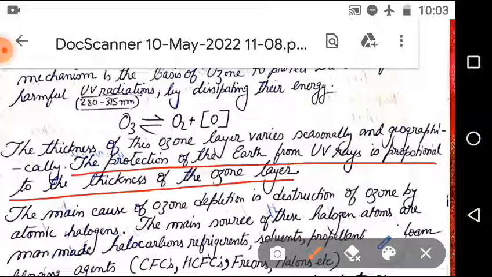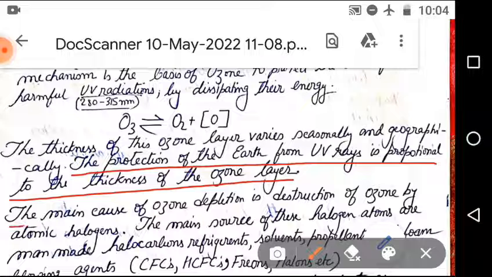If I say it mathematically, the protection of the earth from UV rays is directly proportional to the thickness of the ozone layer. That means more thickness of the ozone layer means more protection of the earth from the ultraviolet rays of the sun. Less thickness of the ozone layer means less protection.